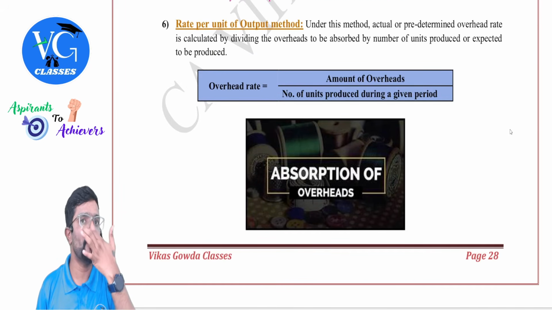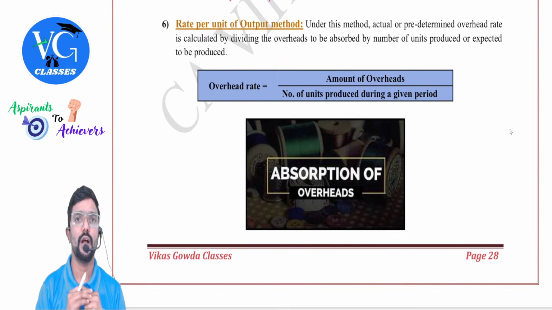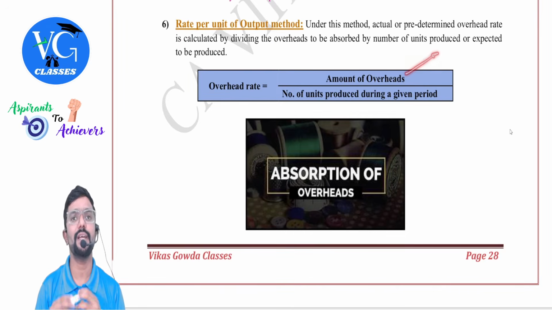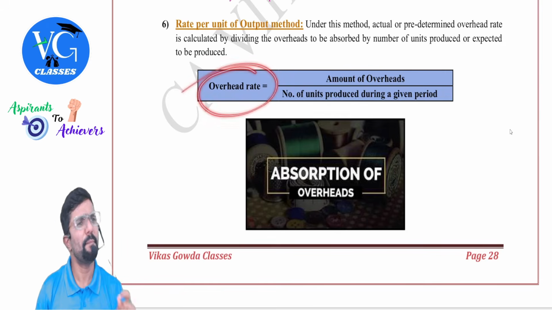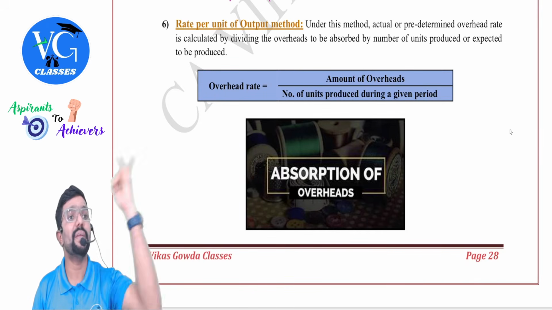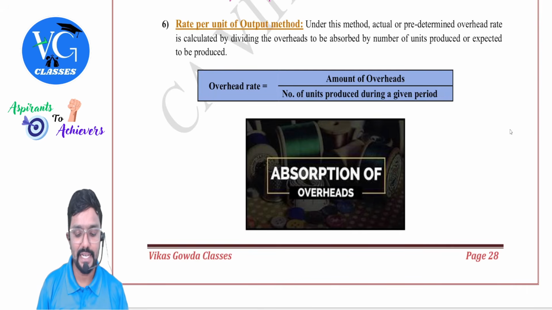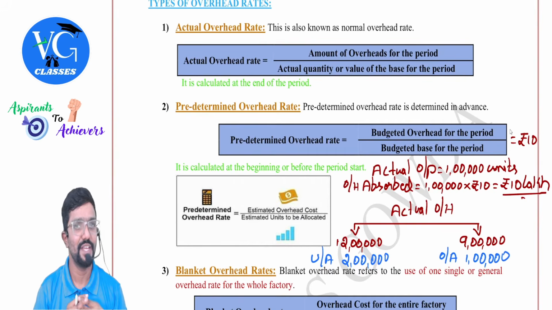Then the rate per unit of output method means here we will calculate the overhead cost per unit. How do we get it, sir? Simple. Divide the amount of overhead by the output. Guys, see this overhead rate per unit. You can calculate it either at the end of the year or at the beginning of the year. If you calculate it at the beginning of the year, we call it the predetermined overhead rate. If you calculate it at the end of the year, you call it the actual overhead rate.